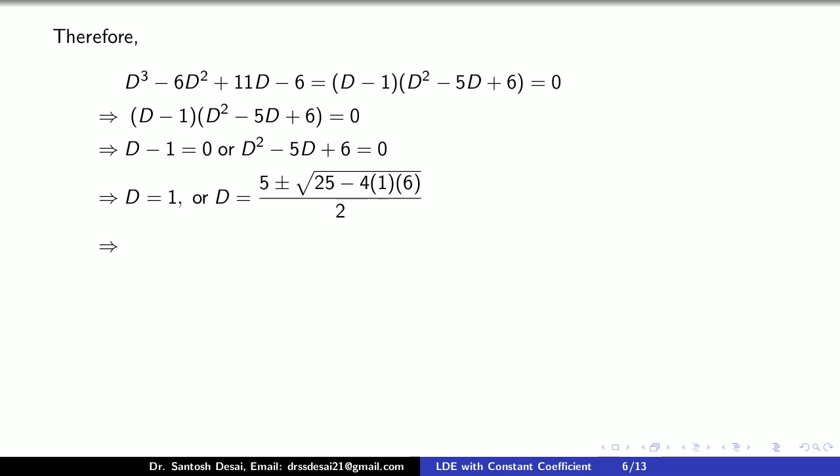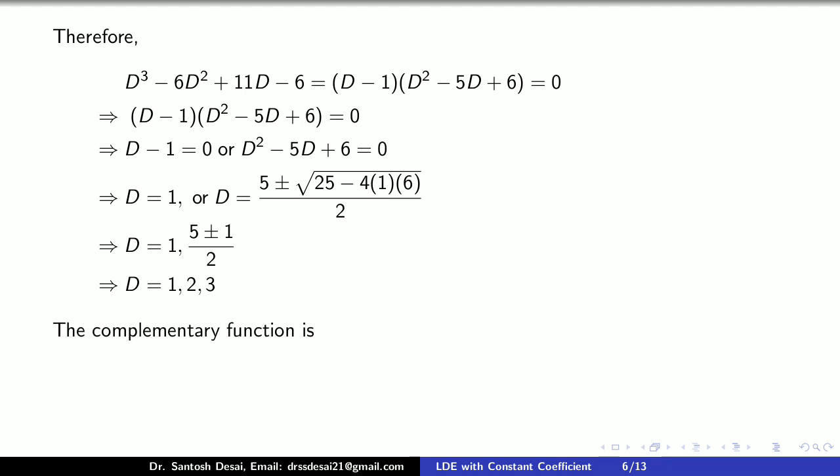Now simplifying this second term, we get d is equal to 1 and 5 plus minus 1 divided by 2. Now take 1's plus and minus and simplify it, so we get 1, 2 and 3. Now these are the three roots of the given equation. All the three roots are real and distinct.